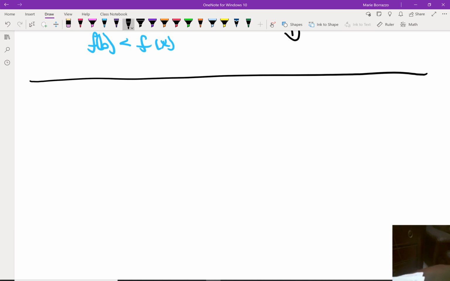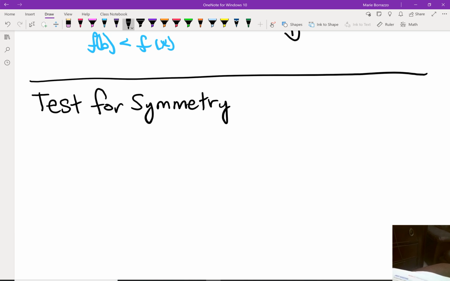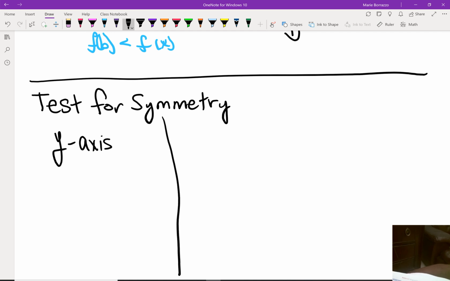The next concept and question that we're going to talk about is the test for symmetry. There are 3 tests for symmetry, so no matter which question I go over with you right now at this point, I need you to understand that you're going to look at the question and attempt 3 different tests. So we're going to start with y-axis symmetry. That's test number 1. So take your paper and let's split it into 3 little columns.